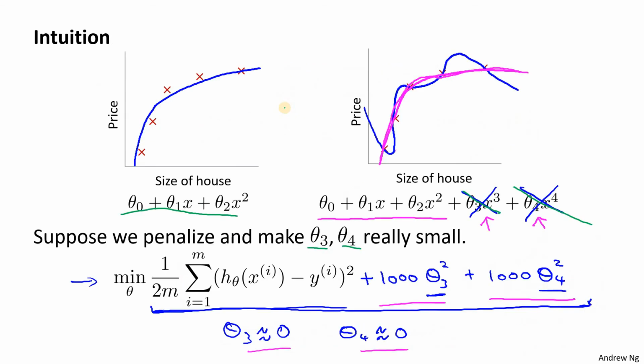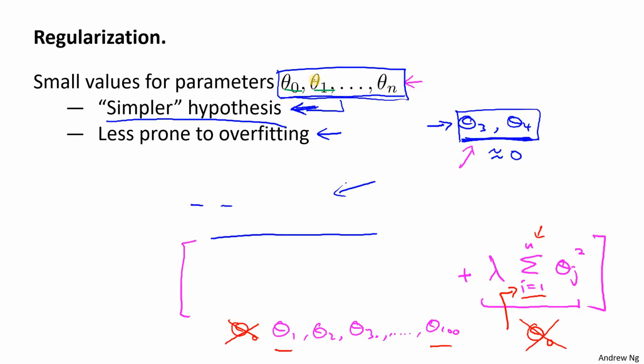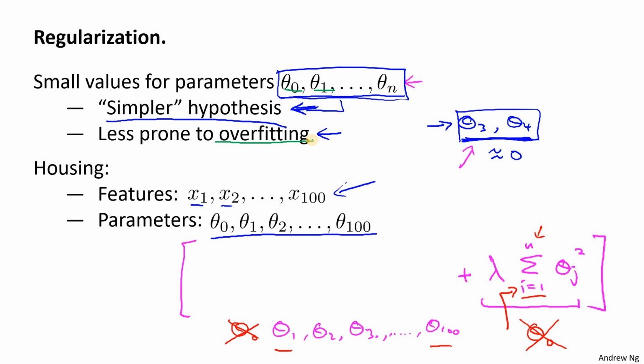How come simple? Here, this is our hypothesis function. If I am ignoring these higher order terms, my equation is becoming simple. So a simple hypothesis means the equation becomes simple. Small values for parameters will make the hypothesis simpler, and there will be less chance of overfitting. Simpler equations have less chance to overfit. In the case of housing prices, you have for example 100 features.